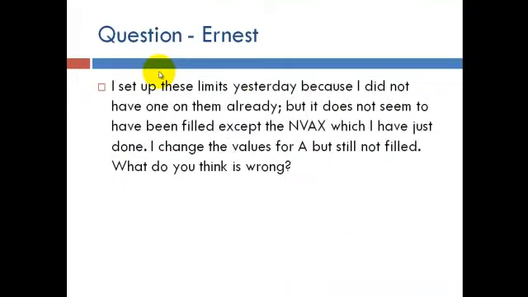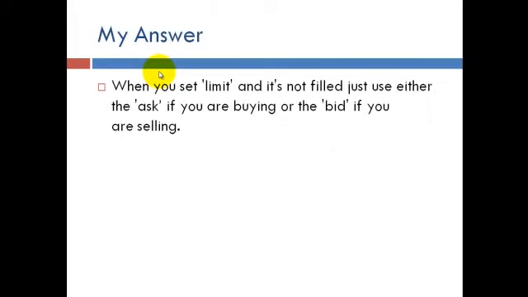Okay, and it's also, as I set up these limits yesterday because I did not have one on them already, but it does not seem to have been filled except NVAX, which I have just done. I changed the values for A but it's still not filled. What do you think is wrong? Okay, so when you set a limit and it's not filled, just use either the ask if you are buying or the bid if you are selling. Okay, that way it's going to be filled quicker.